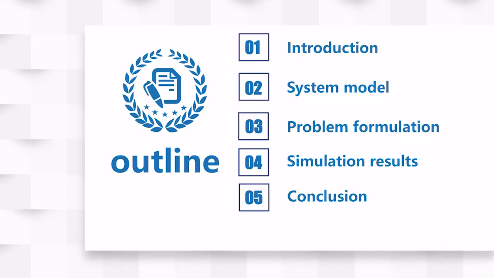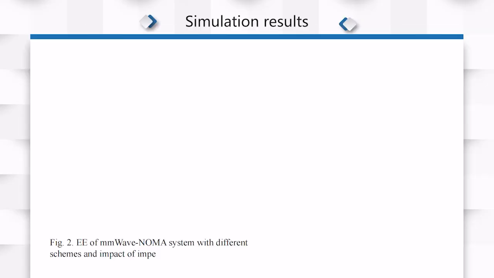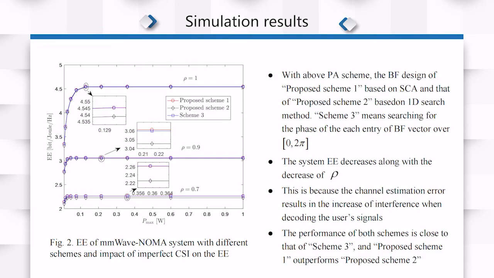The following are simulation results. Figure 2 indicates the system EE with different schemes and the impact of imperfect CSI on the EE, with the CCCP-based PA scheme. The beamforming design of proposed scheme 1 is based on SCA and that of proposed scheme 2 is based on the one-dimensional search method. Scheme 3 means searching for the phase of each element of the beamforming vector.